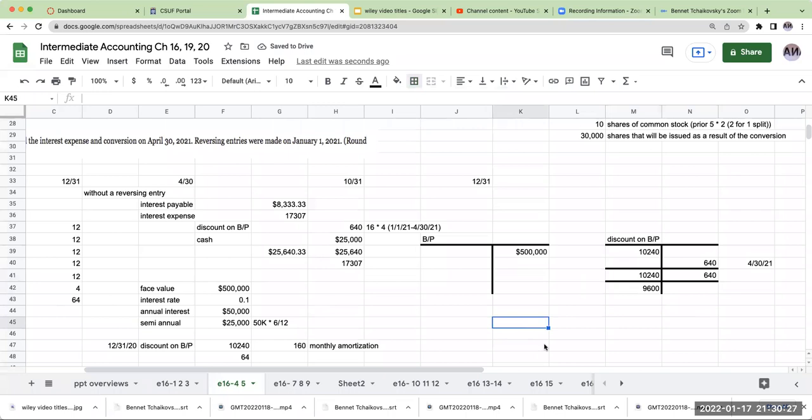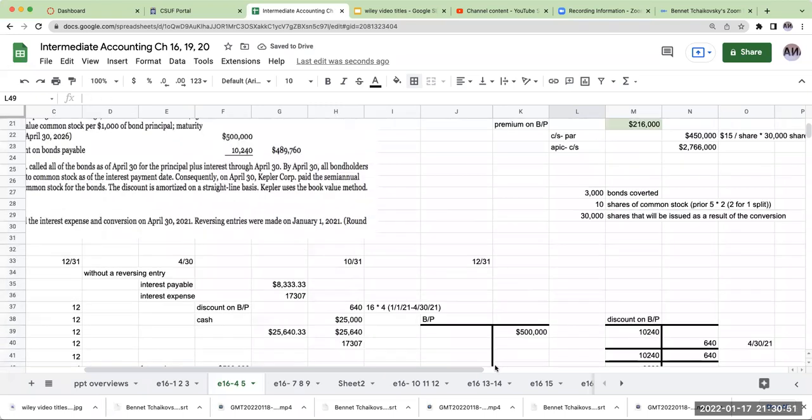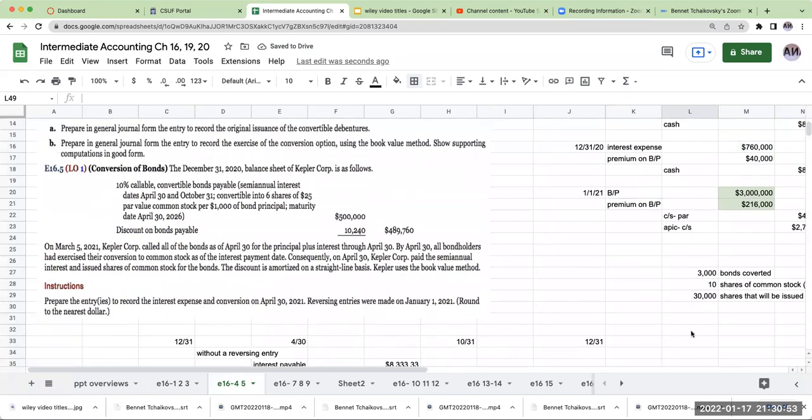So what I'm going to do is, when these bonds convert, I've got to take the bonds off the books. So this is going to be 4/30/21, bonds payable for 500,000. I'm going to credit discount on bonds payable for 9,600. Now, the rest of this is going to be common stock at par and additional paid-in capital common stock. So this is what I now need to figure out, how this is going to convert.